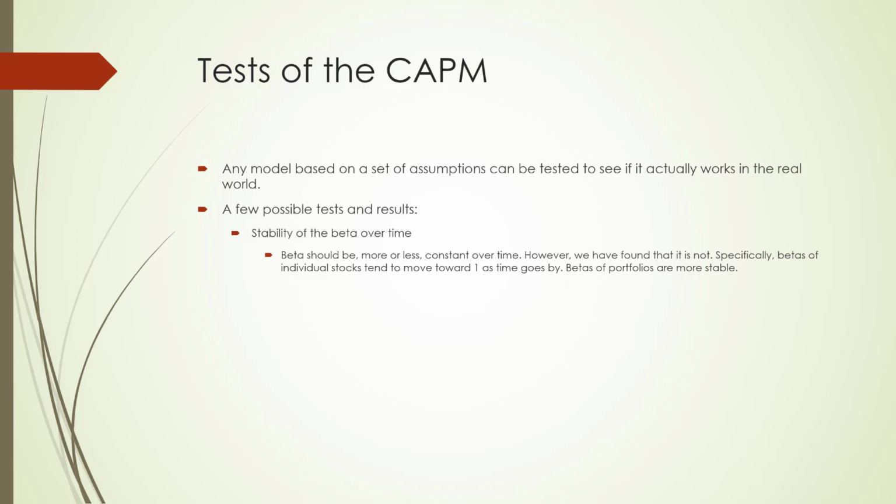So high beta stocks tend to see their betas drop over time. And stocks that have low betas tend to see their betas increase towards 1 over time. This is called mean reversion. And this is a flaw in the theory of CAPM because we find that beta isn't actually stable over time.